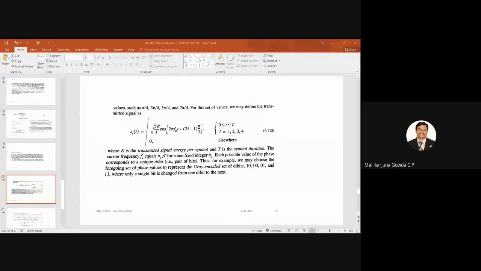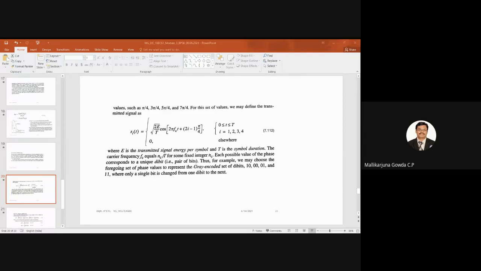So very beautifully the QPSK transmitted signal is written. s_i(t) is equal to square root of 2E by T cosine of 2 pi fct plus (2i minus 1) pi by 4, where the value of i can vary from 1 to 4, over the symbol interval 0 to T. So this is how we express the QPSK transmitted signal. What is the carrier frequency? Already I said it is n_c by T, where n_c is a number of cycles that I can choose.